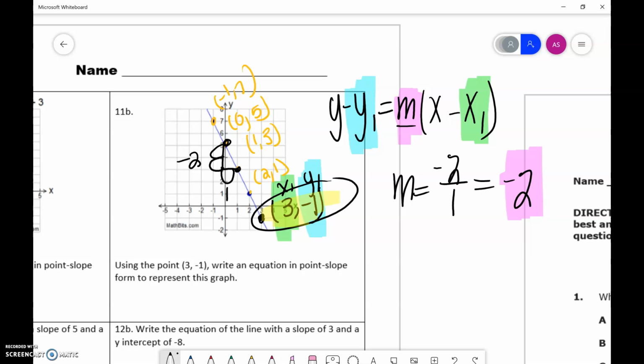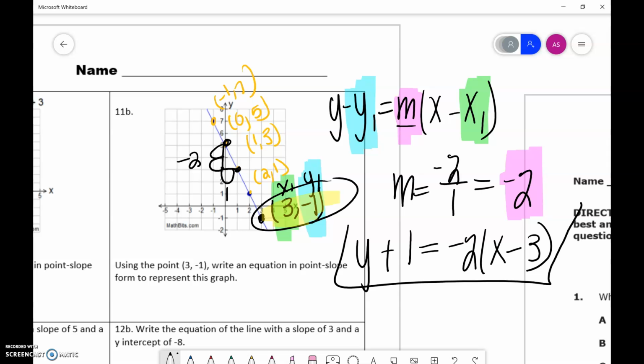And then my equation is going to be y minus negative 1, which we'll go ahead and change to a positive because you've got to do your keep change flip. Okay, so let's go ahead and change that out. Then I'm going to have equals negative 2 times x minus 3. That one was a positive point, so we can keep the subtraction sign there. Okay, and let's clean this up a little bit because we don't want those 2 signs there. And that is our answer, point slope form.